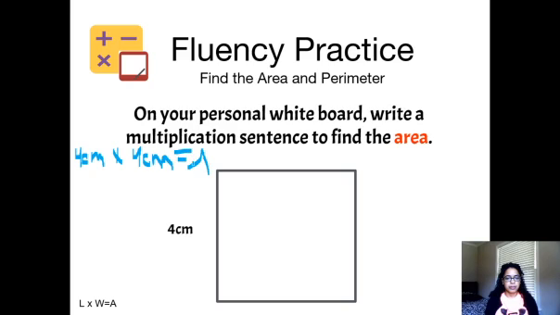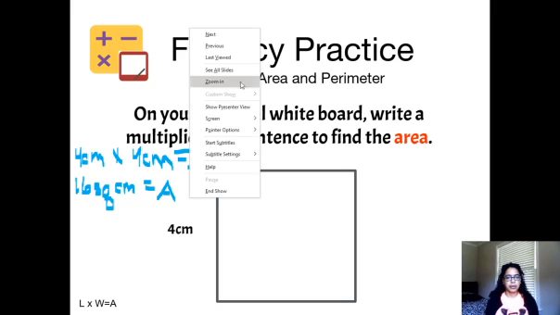Yep, hopefully you got it. It's 16. So we're going to put 16, I'm going to do square centimeters just to change it up a little bit. Alright, equals area. Alright, and we're done.